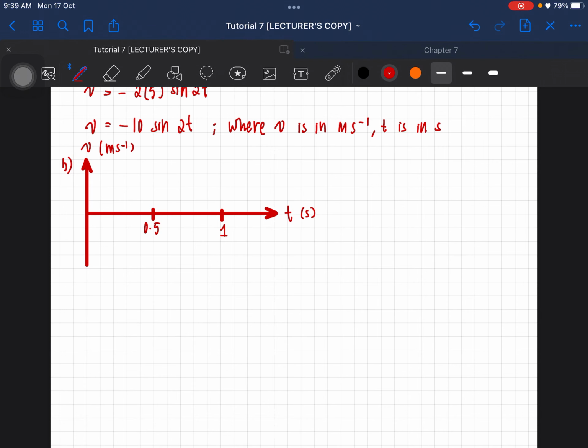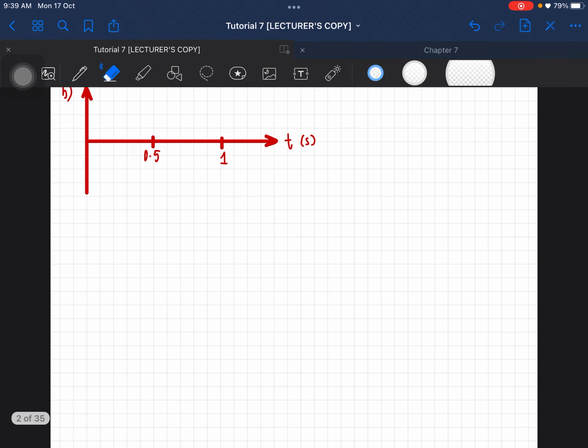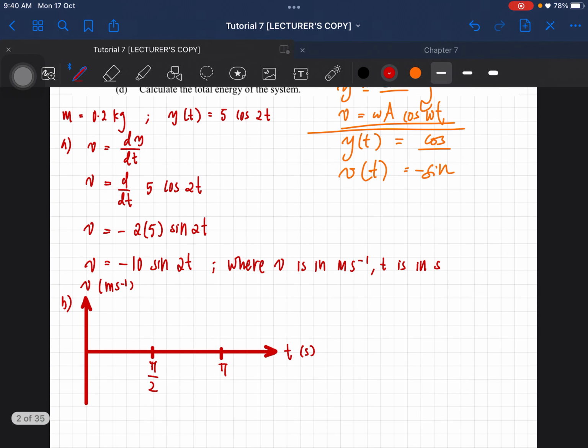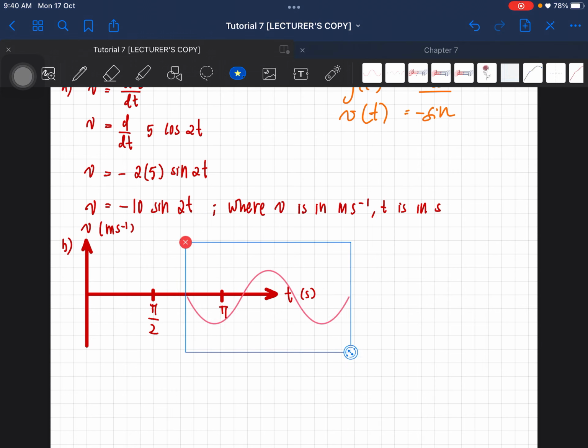Okay, one complete cycle starting from t equal to 0. Oh, sorry. So one complete cycle is going to be pi here. We don't know the time, but we know one complete cycle is equal to pi. So this is going to be pi over 2. So the graph is a sine graph. A sine graph will start from 0, but it has a negative here, so it should start from the bottom. Let me just see if I have drawn this one, a sine graph.